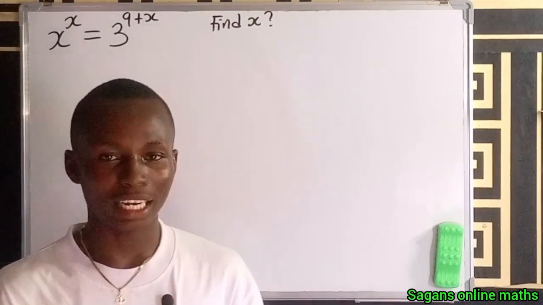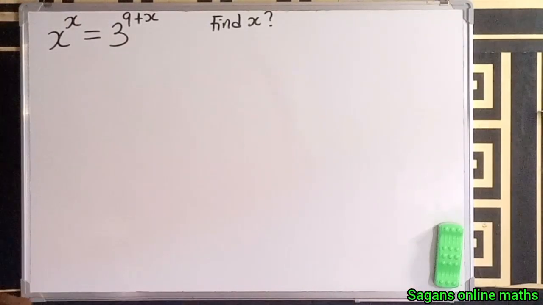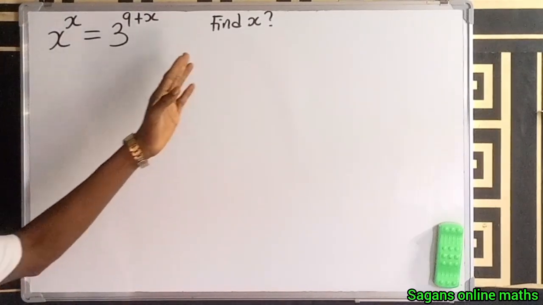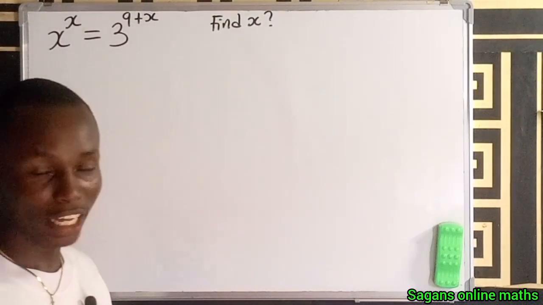Let's solve this question together. Now look at what we are given. We are given that x to the power of x is equal to 3 to the power of 9 plus x. We are asked to look for the value of x.